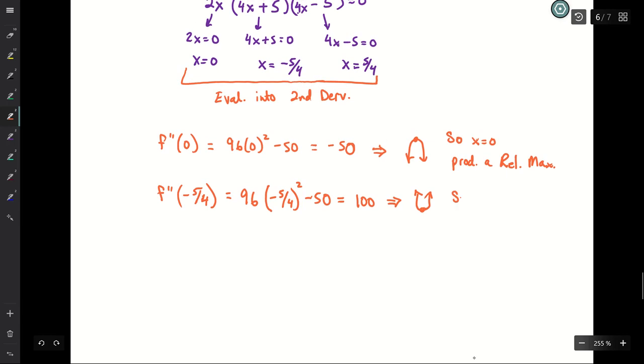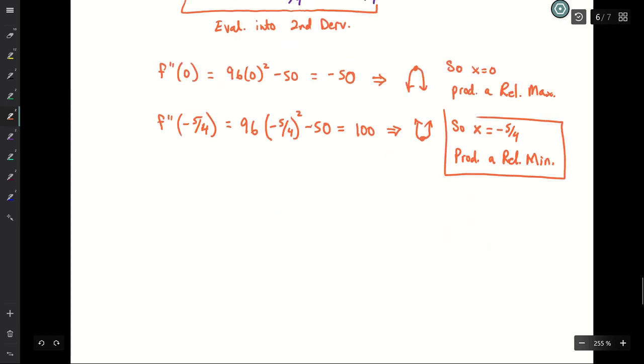Okay, so x equals, and on this one, what was the value? Negative 5/4 is going to produce a relative minimum. So we can go ahead and box that in as one of our answers, since it was wanting relative minimums here. Okay, and then one more.